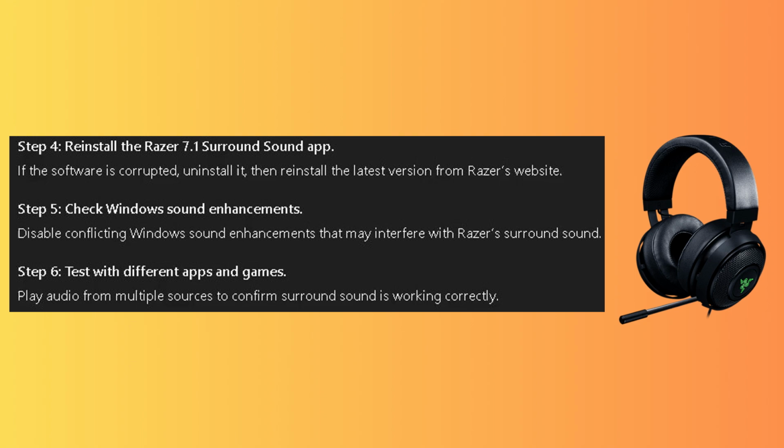Reinstall the Razer 7.1 surround sound app. If the software is corrupted, uninstall it, then reinstall the latest version from the Razer website.